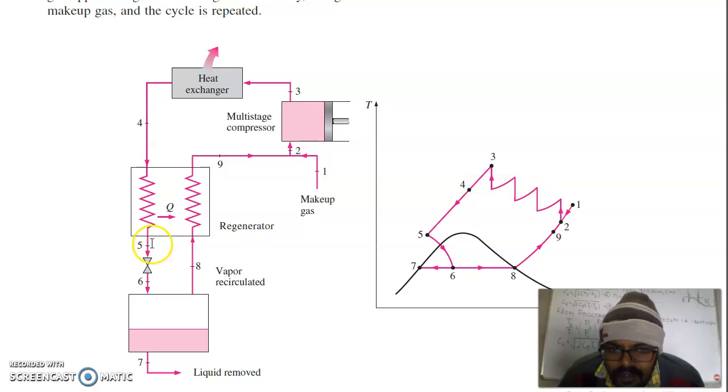Now from 5 it is expanded as we had discussed from 5 to 6, and this cycle is repeated. Whatever liquid you had produced here, the same amount of liquid is made up, compensated with the help of makeup gas, which is taken at 1 from here, and it will be mixed with this vapor from 9. 9 and 1 are mixed to form 2, which further goes into the compression, and this cycle is completed.